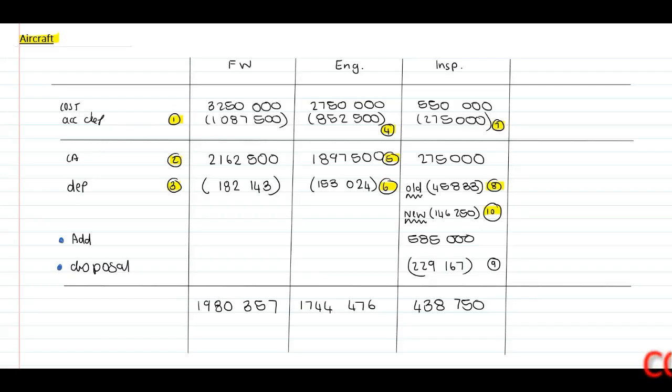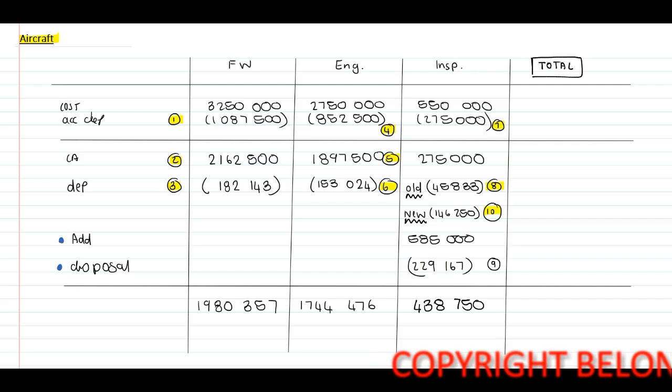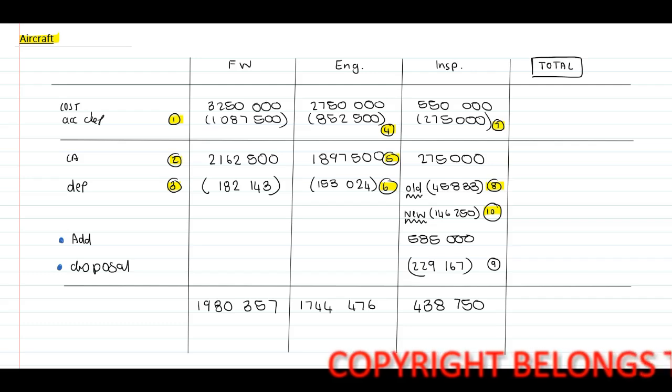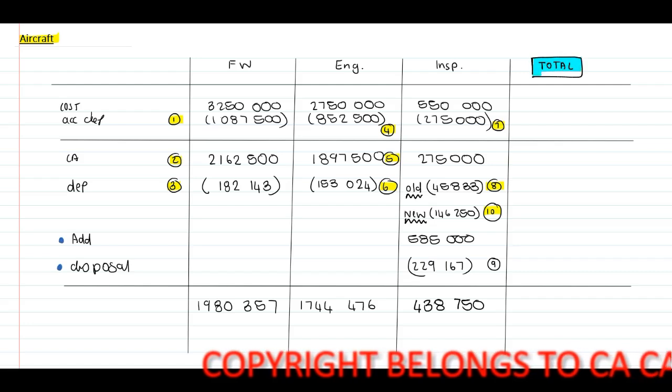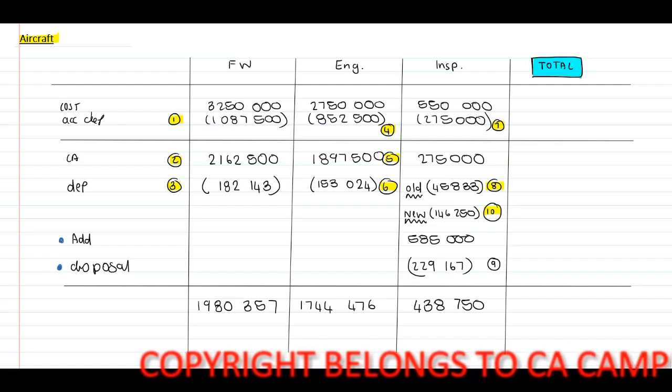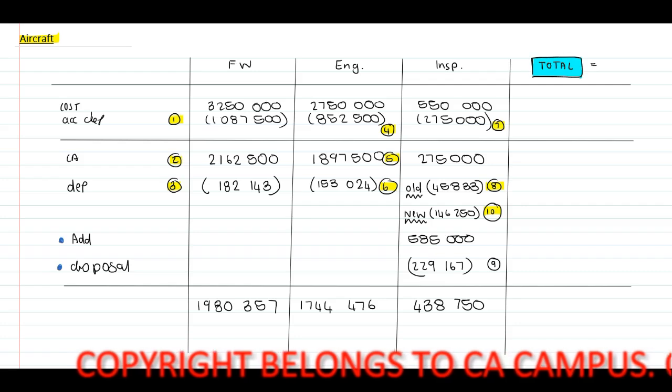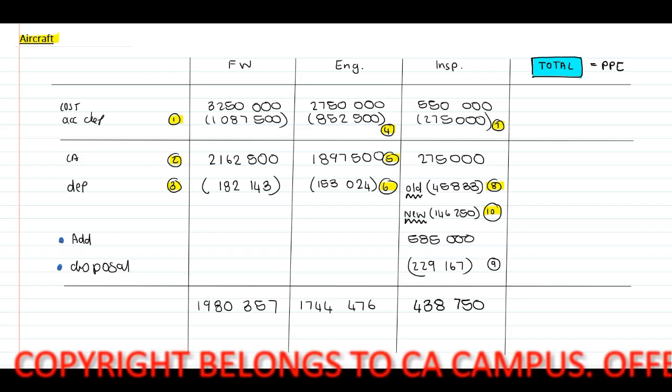will be an amount of 438,750. Okay, now you need to include your total. Remember, this total relates to your aircraft. Guys, remember, I'm going to repeat this. This total relates to your aircraft, and this is the total that you will transfer to your PPE note.